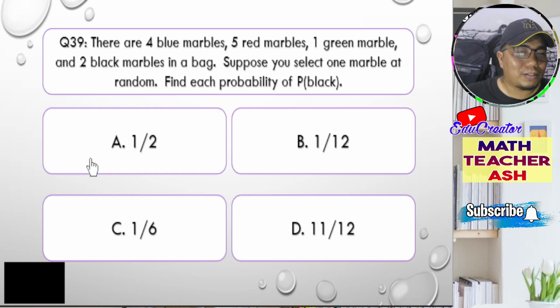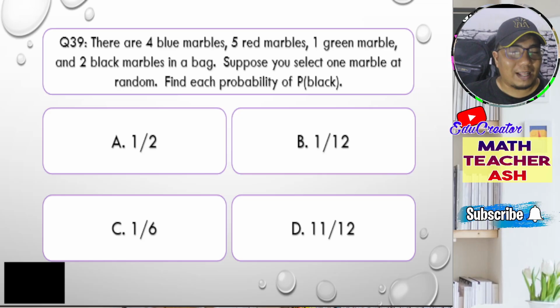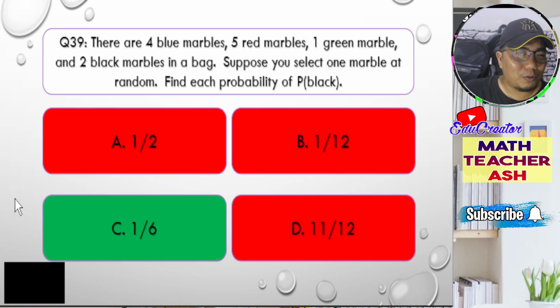Alright, math learners, first things first, we need to add all the given marbles in order for us to get the sample space. So 4 plus 5, that is 9, plus 1, 10, plus 2, that is 12. Okay, so how many are black here? There are only 2 marbles, so 2 out of 12. If you get the simplified form of 2 over 12, that is 1 over 6. The correct answer is letter C. Alright, my dear math learners, I hope you got that one.